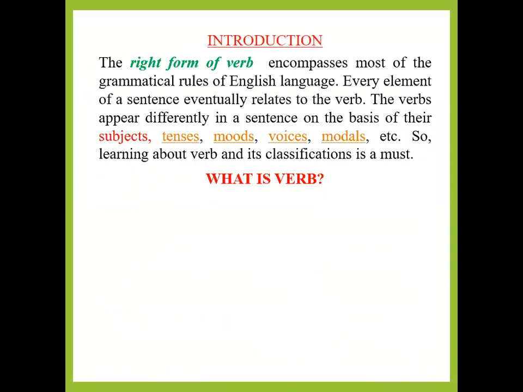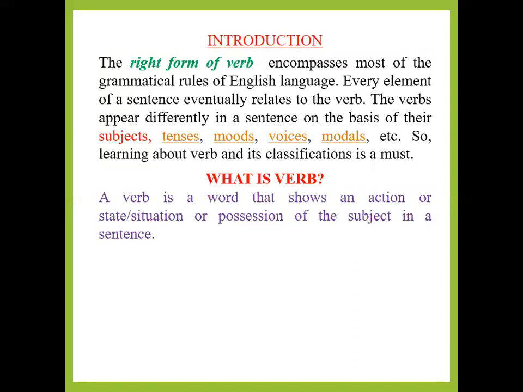Introduction. The right form of verb encompasses most of the grammatical rules of English language. Every element of a sentence eventually relates to the verb. The verbs appear differently in a sentence with the basis of their subjects, tenses, moods, voices, modals, etc. So, learning about verb and its classifications is a must. Now, the question is, what is verb?